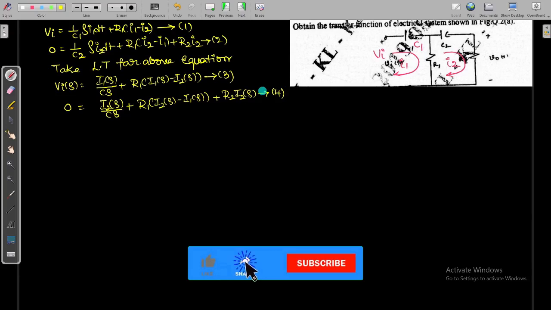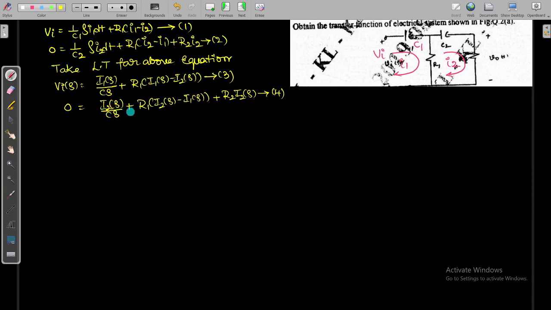What should be your target? Your target should be V0 of s. So another equation we can write: V0 of t equals I2 into R2. If you take the Laplace transform of this also, V0 of s equals I2 of s into R2.